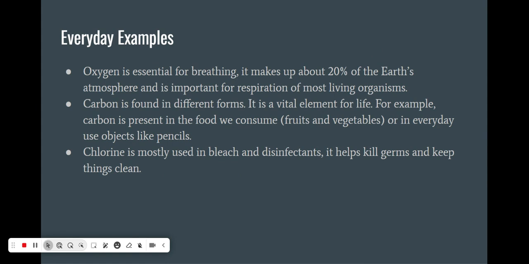So some everyday examples of nonmetals. Oxygen is one of the nonmetals, and it's essential for breathing, and it makes up about 20% of the Earth's atmosphere and is important for respiration of most living organisms. Carbon is found in different forms, and it is a vital element for life. For example, carbon is present in the food we consume, like fruits and vegetables, or in everyday objects, like pencils. Chlorine is mostly used in bleach and disinfectants, and it helps kill germs and keep things clean.